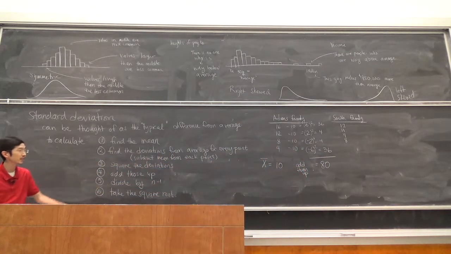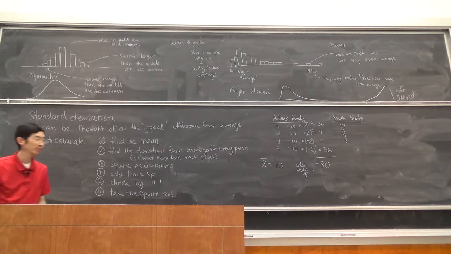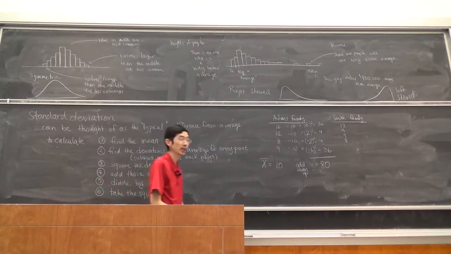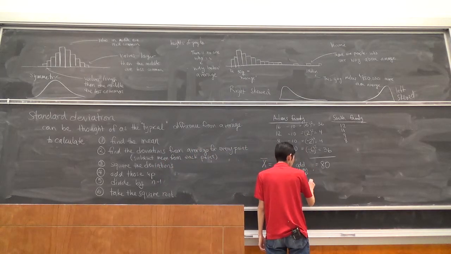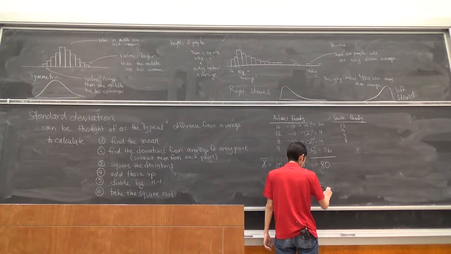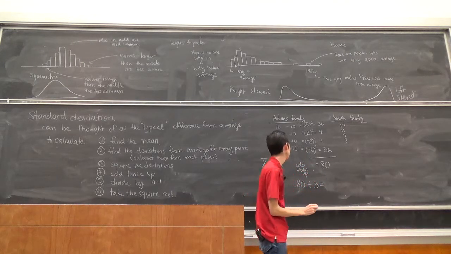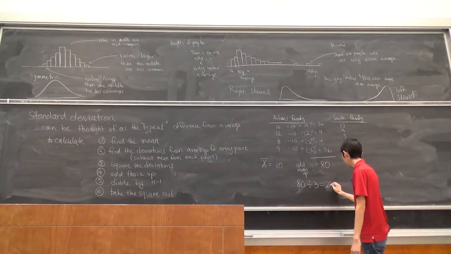What's step 5? Divide by N minus 1. So what is n minus 1? 3. So I'm going to do 80 divided by 3. And I get 26.67. Is that right?